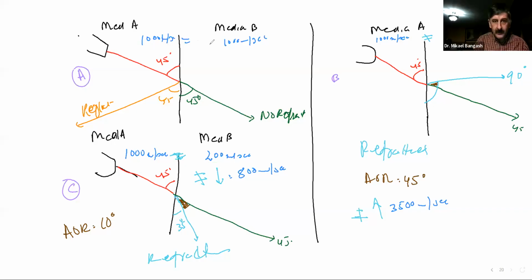Good, no problem. The medium with the greater speed will have a greater angle. And a medium with a lower speed has a lesser angle. And isn't that what we saw here? In A, same speed, so that's okay, no refraction, right?